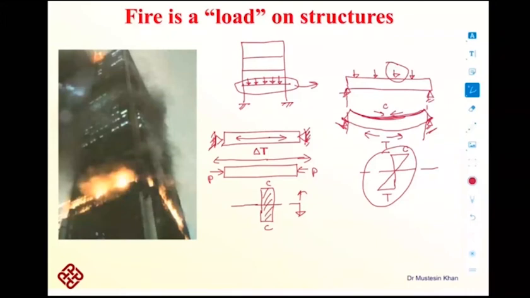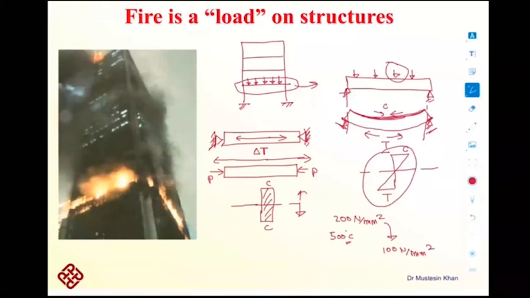If initially the material can take a stress of 200 Newton per millimeter square, and you heat up this material, suppose up to 500 degrees Celsius, then it would only take around 100 Newton per millimeter square. It means you have reduced its capacity. The fire reduces the capacity to take the stress. So it adds stress to the member, and at the same time it reduces the capacity. So it is acting in two ways.